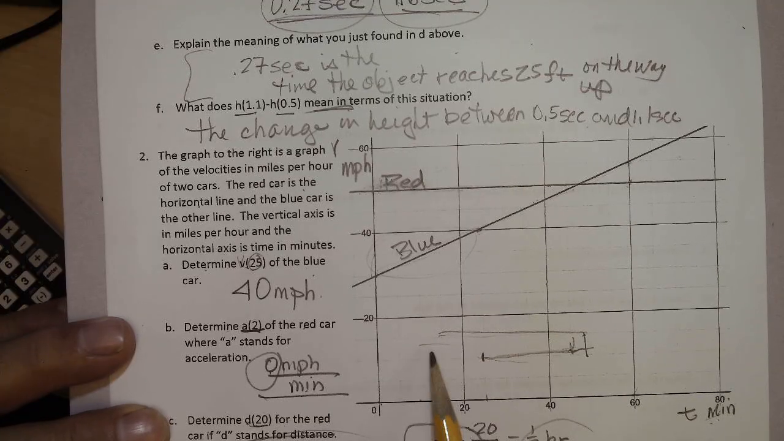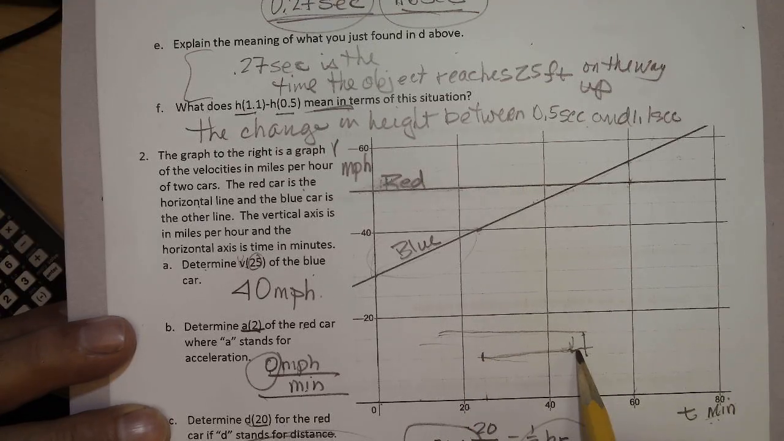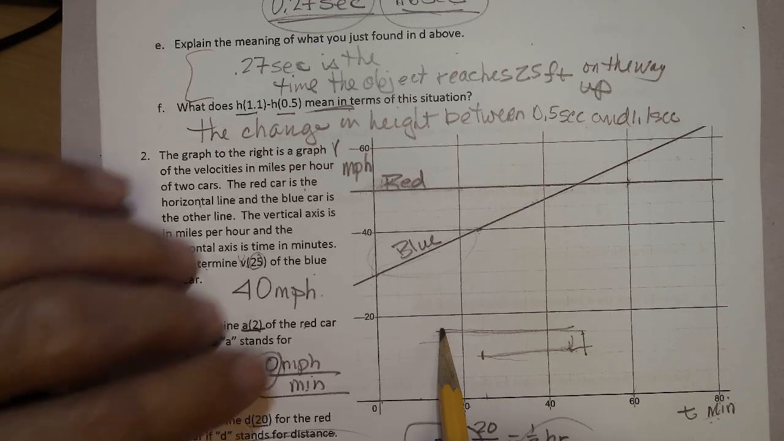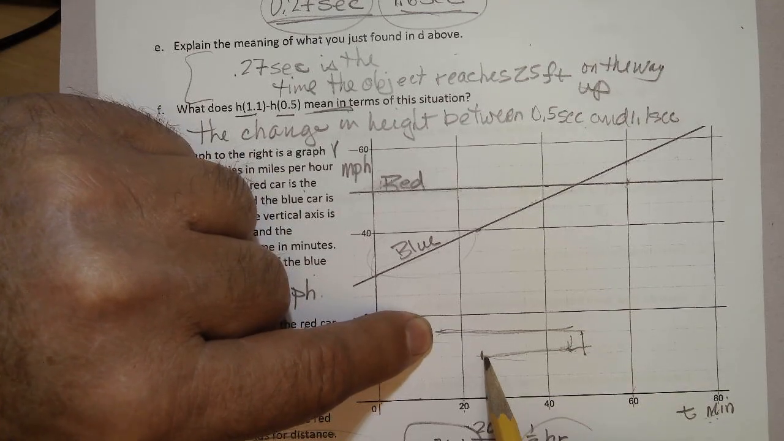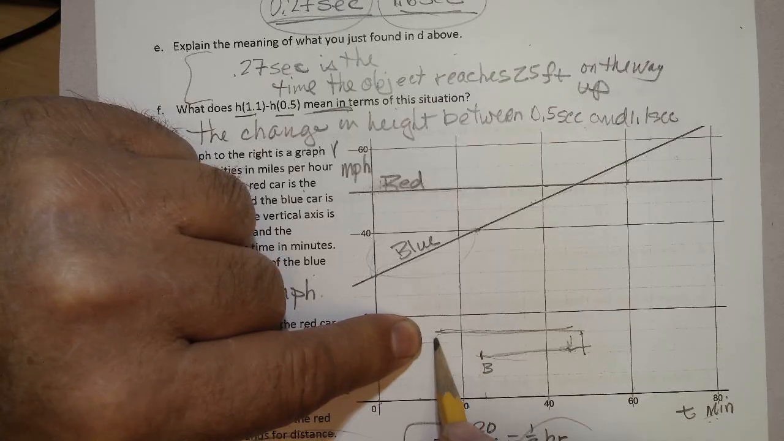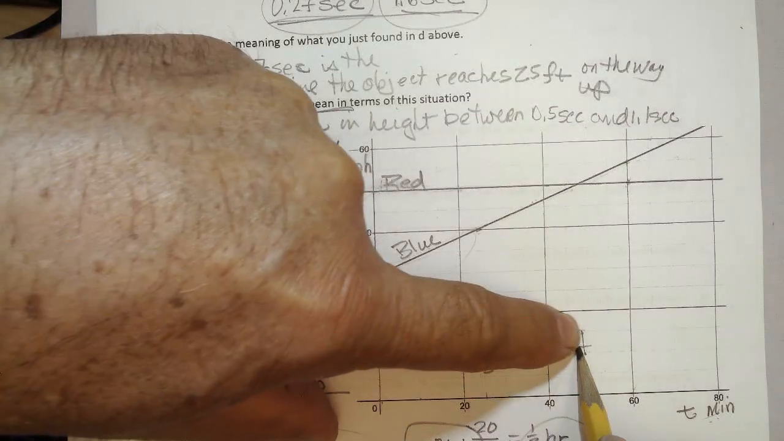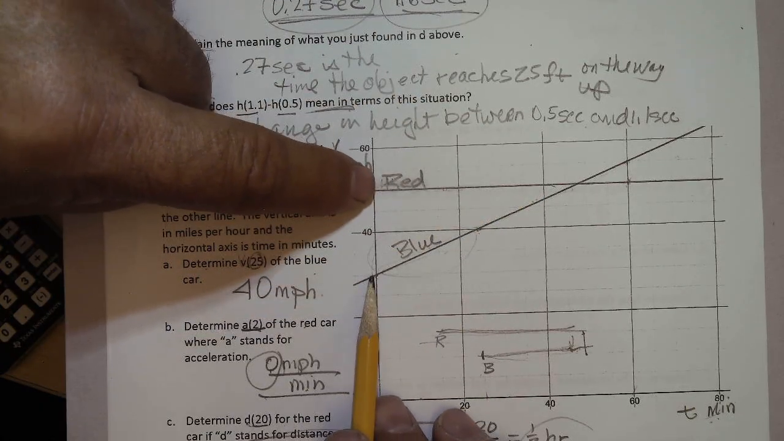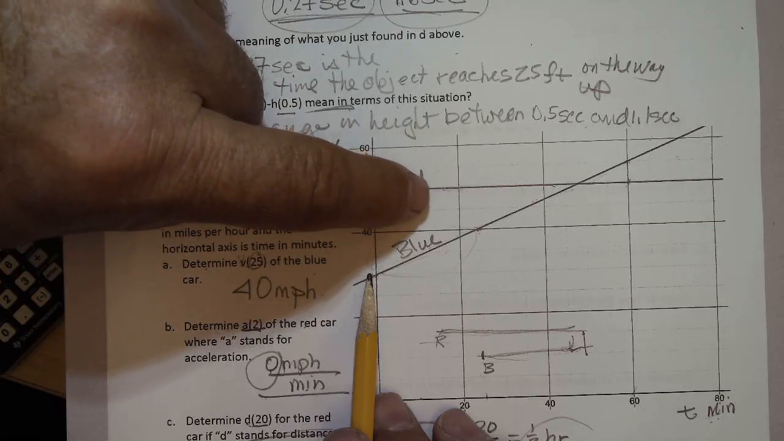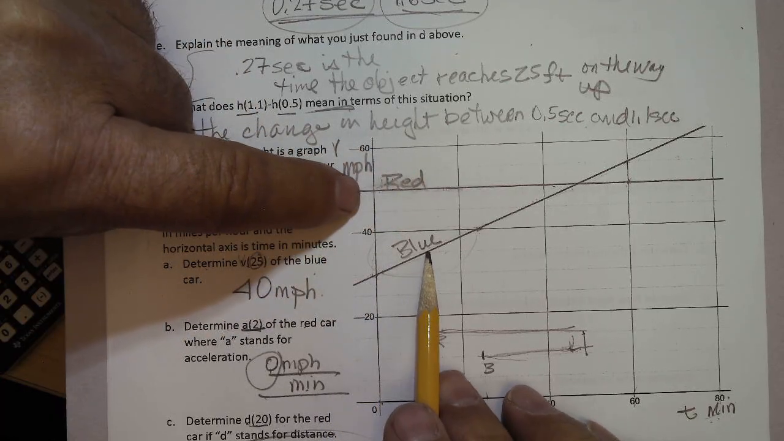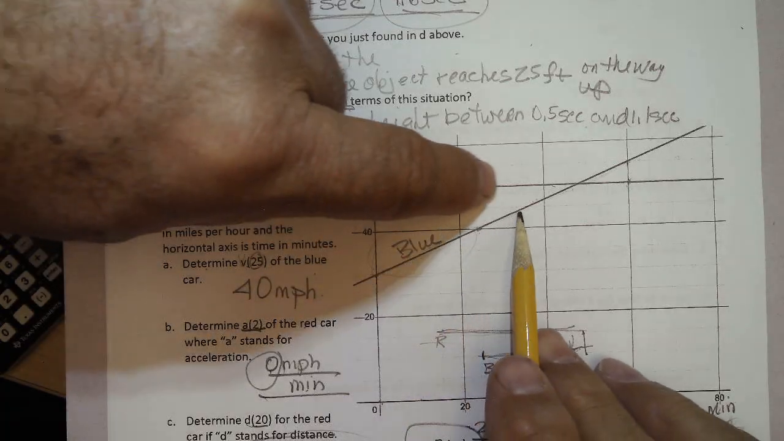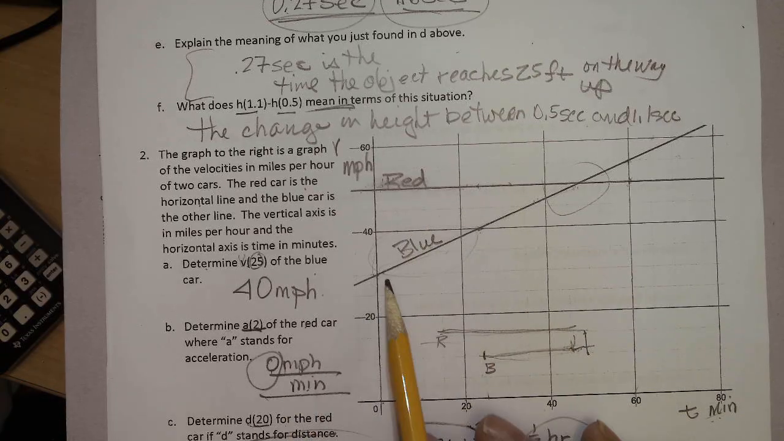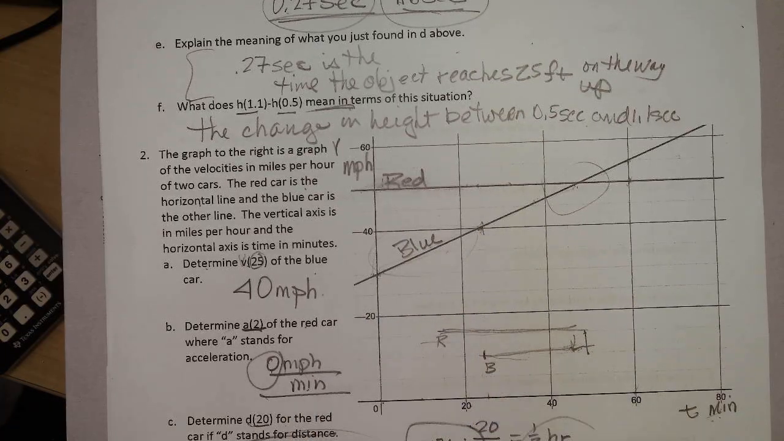But since the blue car was going slower, it had to be in front of the red car if they end up at the same place. If the red car is going faster than the blue car, the blue car had to be ahead of the red car at the start because the red car is catching up with it. Here it changes, but for most of the time the red car is going faster, so the blue car had to be ahead.